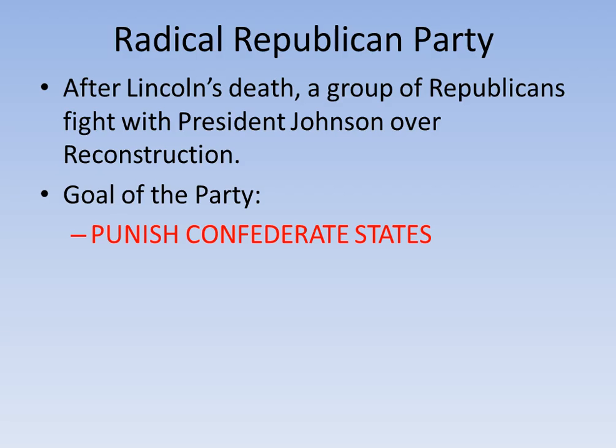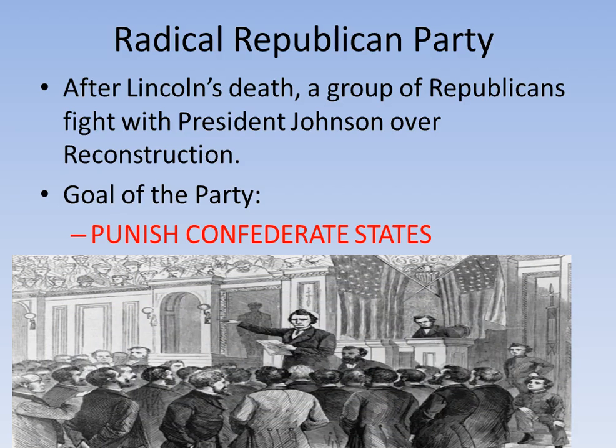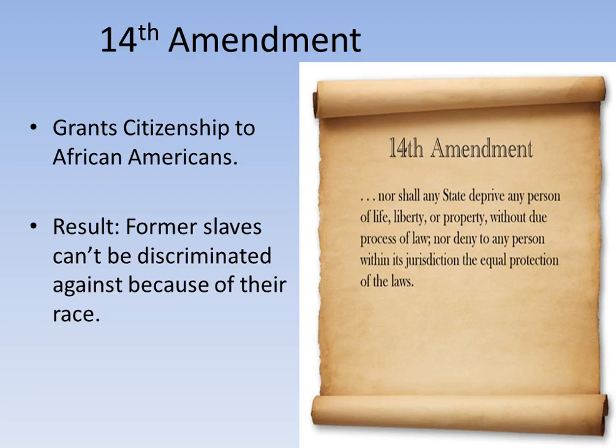The radical Republican Party is coming together at this point. So when Johnson proposes his plan, the radical Republicans really come together, and the goal becomes to punish Confederate states. So whenever you see radical Republicans, you should be able to associate that with the punishment of those southern states that rebelled, all right? And so here we got something that looks kind of like a trial going on, all right? Again, I'll try to give you a little cliffhanger here.